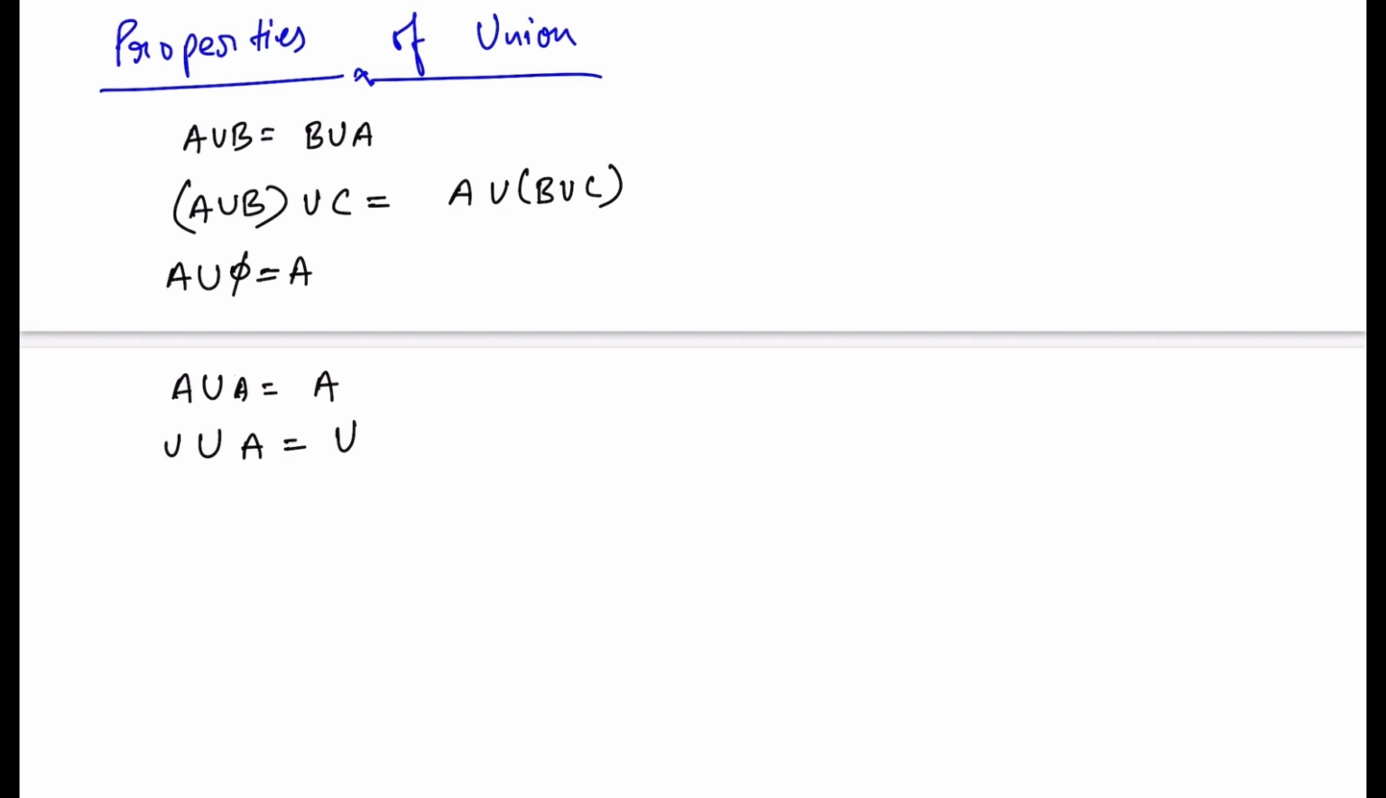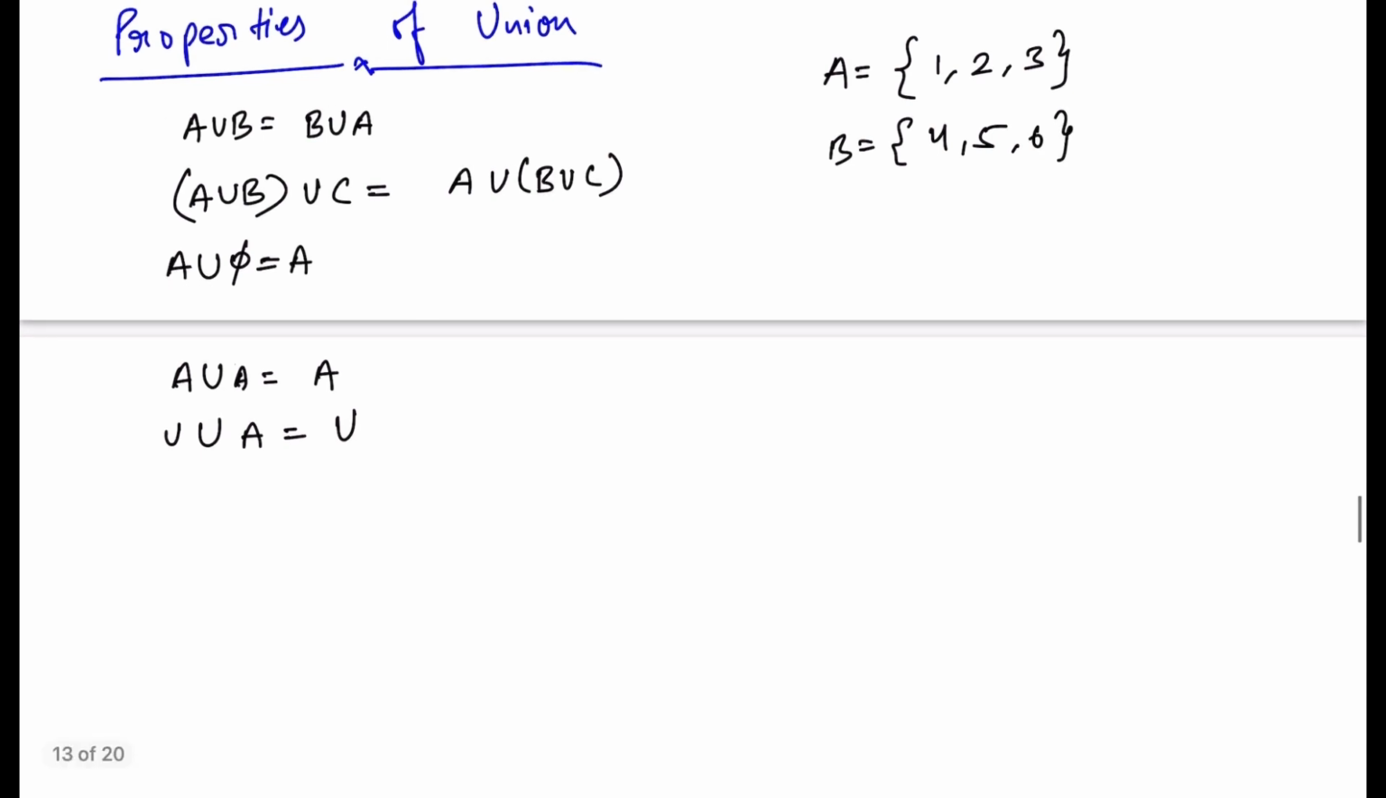So if I take an example of any set, let's say A is a set that has elements 1 2 3, B is a set that has elements 4 5 6. Okay, these are the elements B has and A has. Now if I find A union B, so A union B is a set that has all the elements of A and B. Okay, so this is the set A union B. Similarly, I can find B union A. So B union A is the set that has all the elements of B and A.